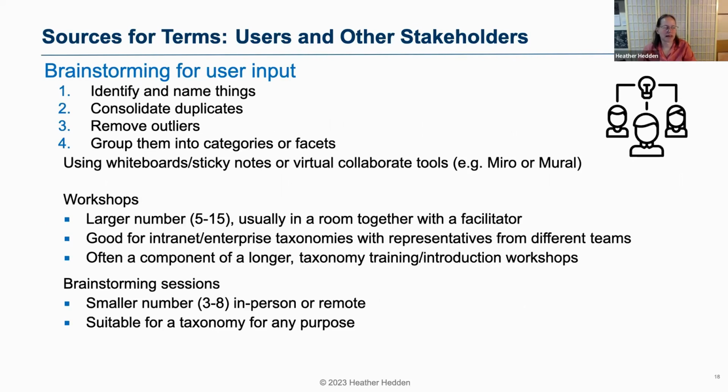So brainstorming workshops: you identify and name things, then you consolidate duplicates, because of course different people are suggesting the same thing by different names, remove the outliers, and then group them into categories, which may be facets, maybe not. And this could be done with whiteboards, sticky notes, virtual collaboration tools like Miro or Mural or others. So people don't all have to be together in the same room, although I have done it that way back in the day. And it could be expanded to a larger workshop too, not just a brainstorming session, if you want to discuss other aspects of a taxonomy, and you get more user buy-in when they're involved and they have a stake in it.